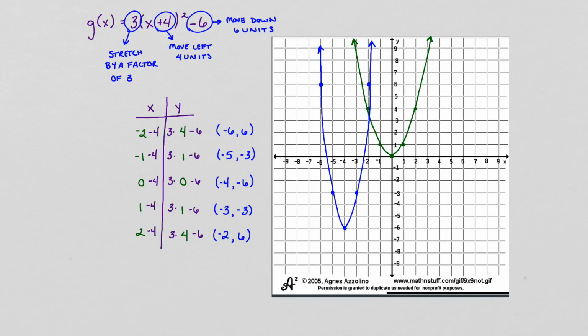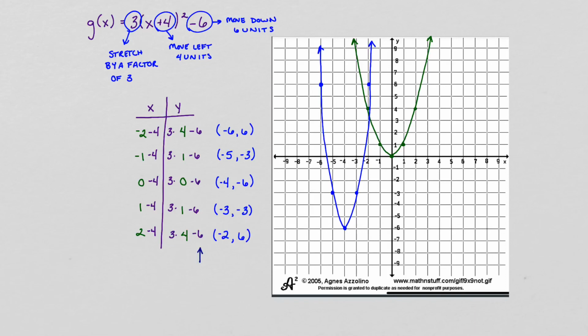For our other function, g of x is equal to 3 times the quantity of x plus 4 squared minus 6. Again, we want to go through and identify all of those transformations. Remember, anything that's happening outside of the function, so any operation that is not happening inside of those parentheses, is impacting our y values. So a minus 6 on the outside is telling us that we're going to move all of our y values down 6 units.